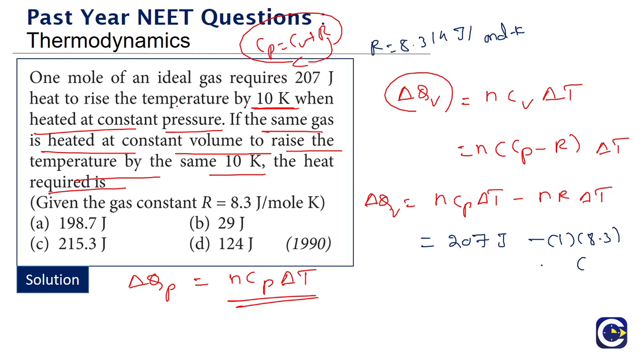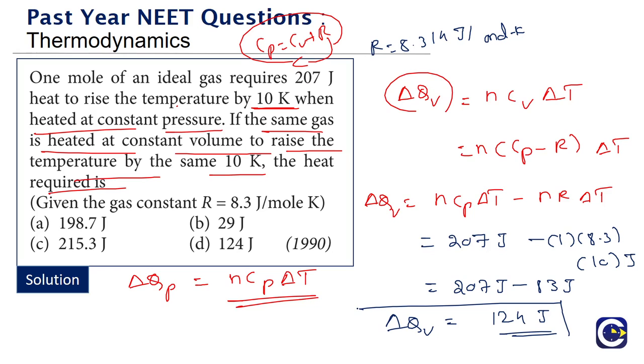Okay, so delta T is what? 10. Everything is in the SI system, so that also will be in joule. So 207 joule minus 8.3 times 10, which is 83. So 207 minus 83 will be 124 joules. That is our delta Q at the constant volume process. That is what they are asking, right? What is the heat required at constant volume to raise the temperature of that same gas by 10 Kelvin? Correct answer is option D.